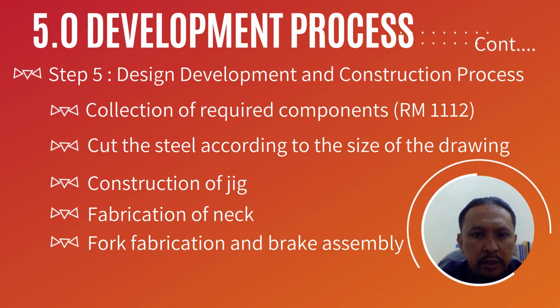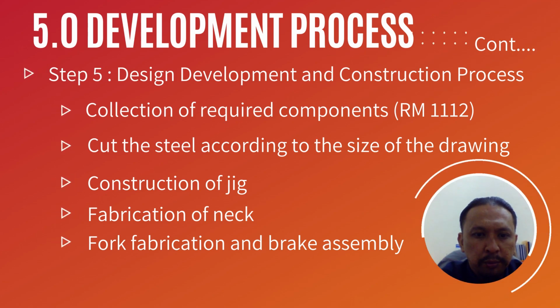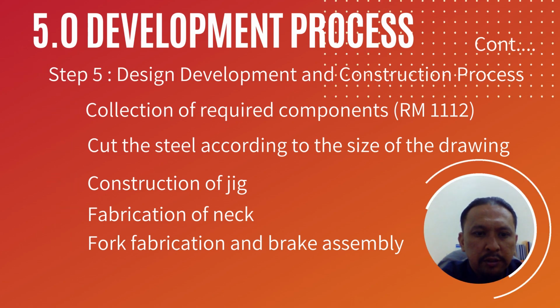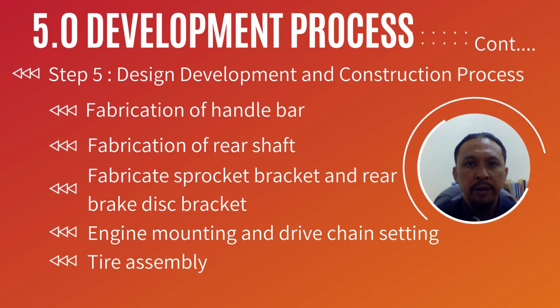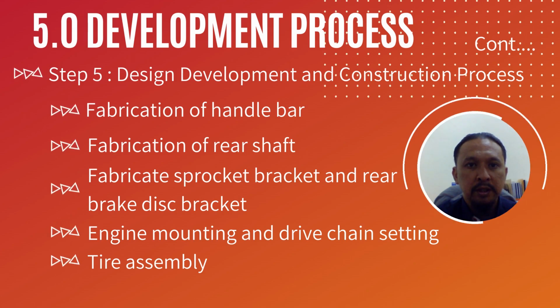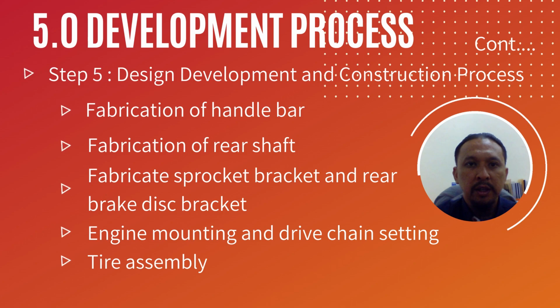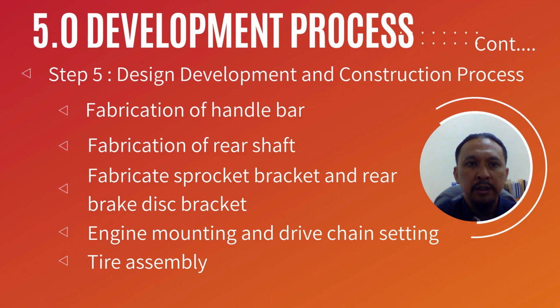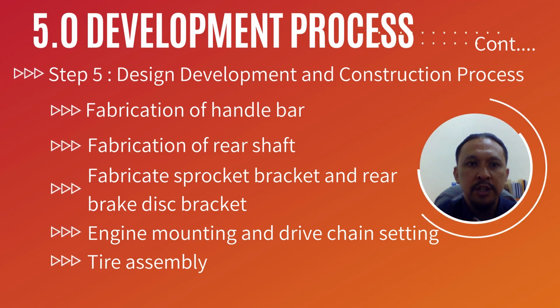Second process, construction of jig. Third process, fabrication of neck. Fourth process, fork fabrication and brake assembly. Fifth process is fabrication of handlebar. Sixth process, fabrication of rear shaft with lathe machine. Seventh process, fabricate sprocket and rear brake disc bracket. Eighth process, engine mounting and drive chain setting.